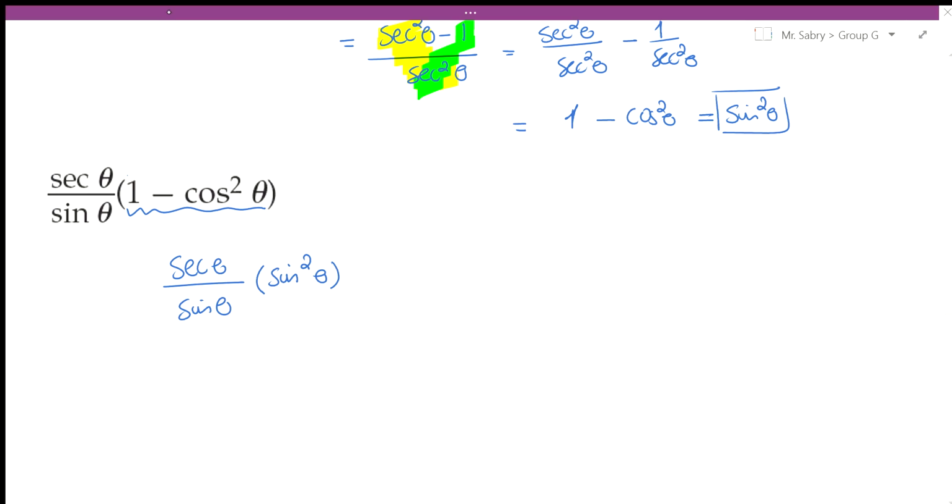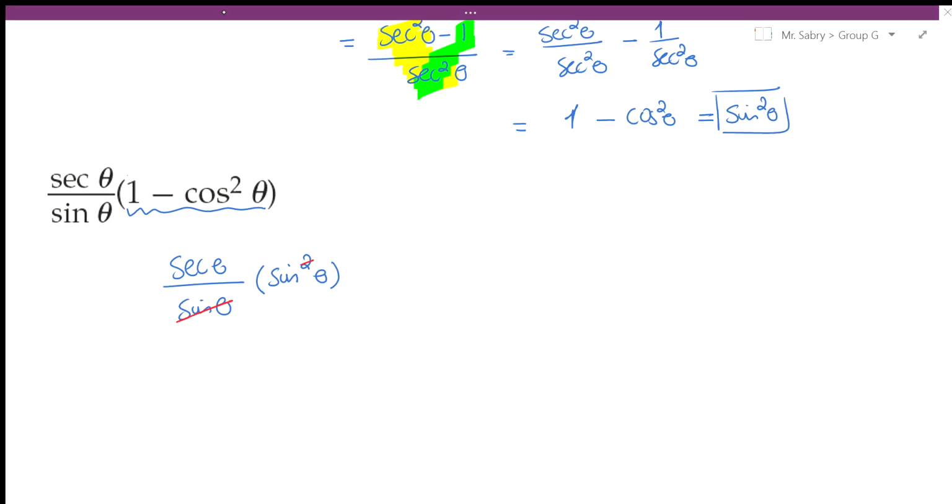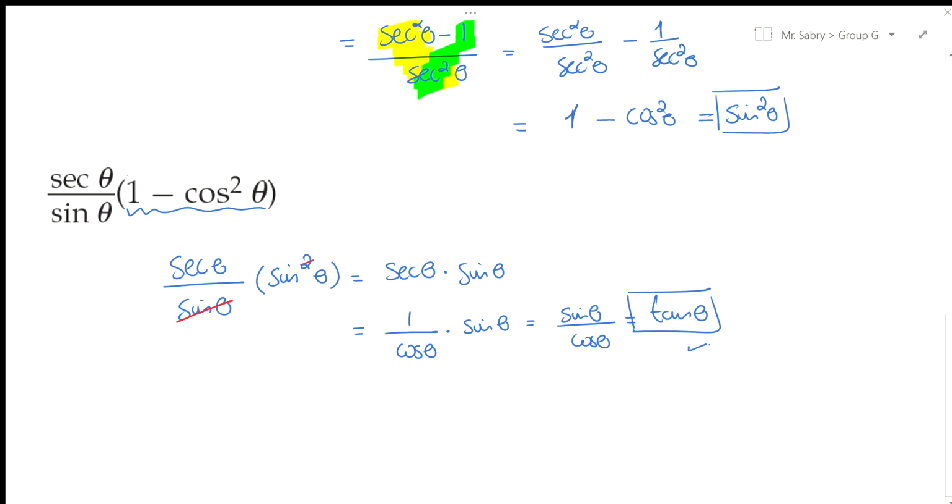Now I can cross as well one sine from here with one sine from here, and I will be left now with secant theta times sine theta. Now secant could be changed to 1 over cosine theta, and then it's still multiplied by sine theta. 1 over cosine times sine will become sine theta over cosine theta, which is tan theta according to the identities. This shows the importance of actually memorizing the identities.